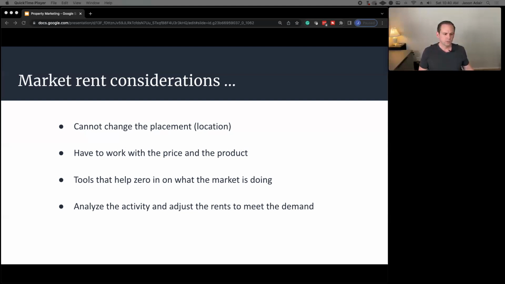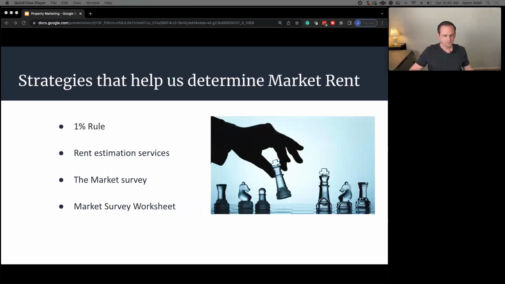Now, when you do that, like we said, there are tools out there that help you zero in on what that market's doing, what the rents are, what the caps are. And then if it's not renting, we want to analyze that information and figure out, can we adjust the market rent to get that place moving the way that we want it to. Now, there are general and specific strategies that will help us determine what that market rent should be.